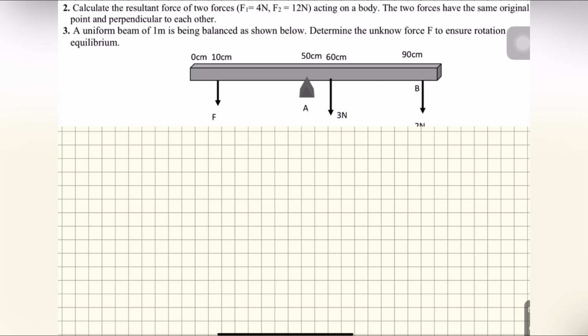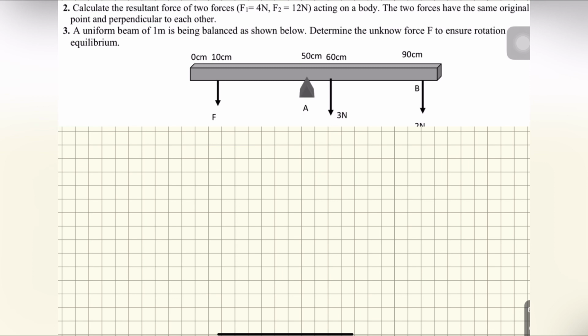In this video we're gonna continue our work problem related to turning effect of force. In the first video we finished moment of the force. In the second video we will continue our problems related to resultant force and determine the unknown force to ensure rotational equilibrium.